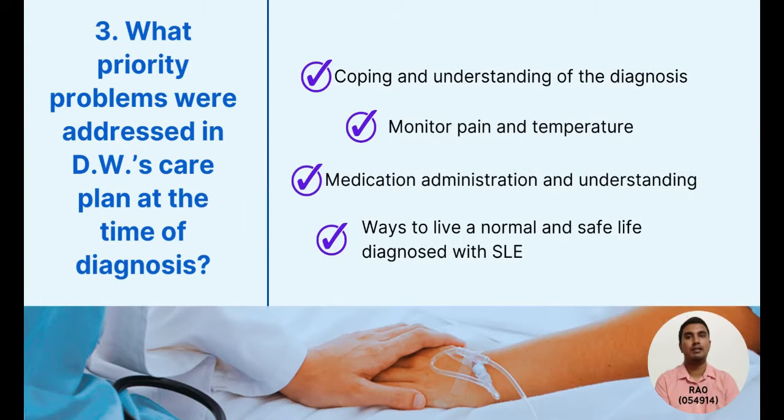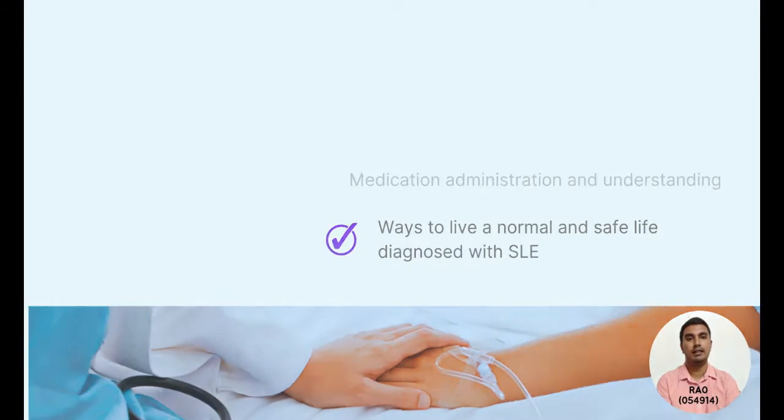Question 3. What priority problems were addressed in DW's care plan at the time of diagnosis? First is difficulty in coping and understanding of the diagnosis because she is not from a medical background. Secondly, there is difficulty in monitoring pain and temperature, because pain and fever are self-reported signs and symptoms in SLE patients. Third is medication administration and understanding. Fourth is ways to live a normal and safe life with a diagnosis of SLE.